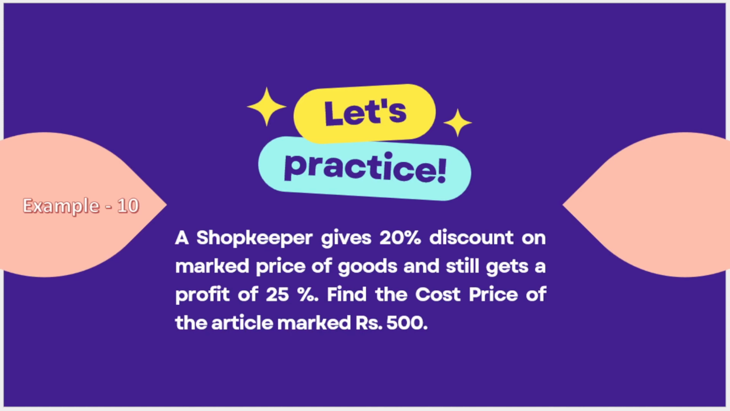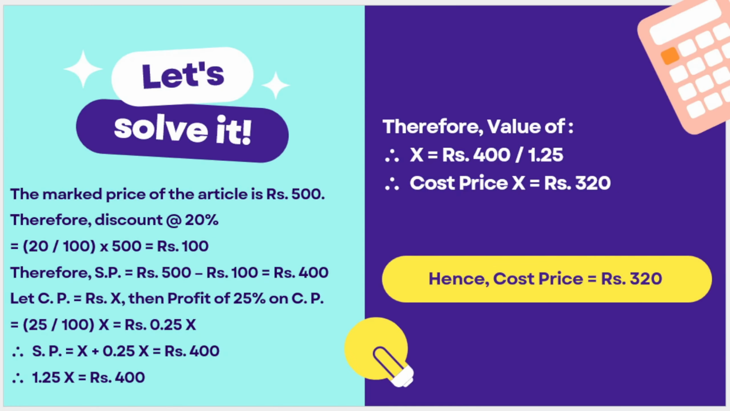It is given that a shopkeeper gives 20% discount on the marked price of goods and still gets a profit of 25%. Then we have to find the cost price of the article, which is marked rupees 500. Let us try to solve this example number 10. Solution to example 10. The marked price of the article is given as rupees 500.